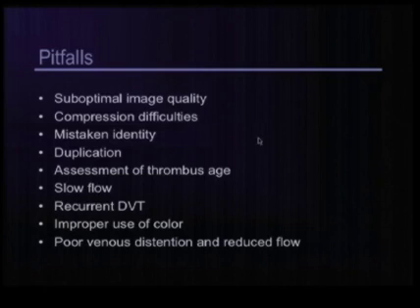Okay, so just going back to some of the pitfalls again, just what we just saw is slow flow may mimic absence of flow on the color Doppler images. I talked about earlier compression difficulties with thickened veins or veins with chronic changes from prior thrombosis. A mistaken identity of a collateral vessel or a superficial vein may give a false negative diagnosis. In the setting of a duplicated system, the presence of one patent vein may result in a negative study with non-identification of the paired thrombosed vein.